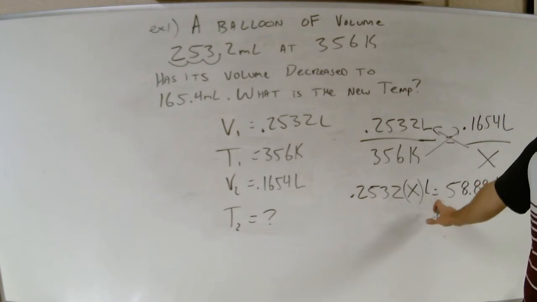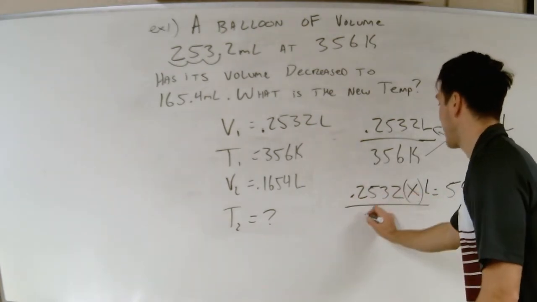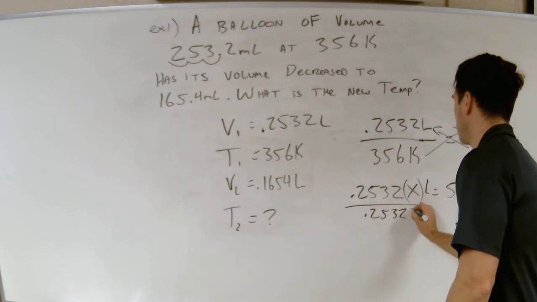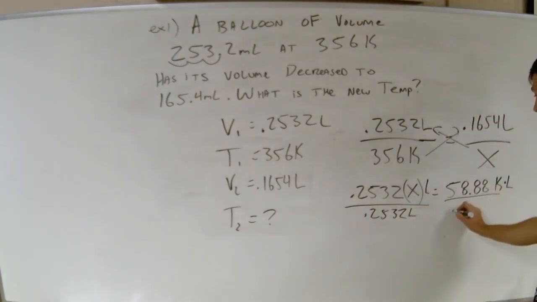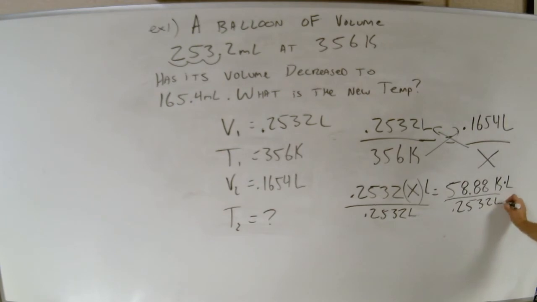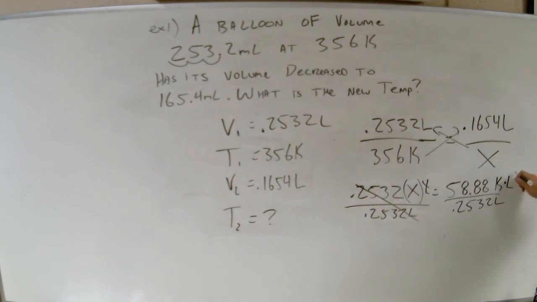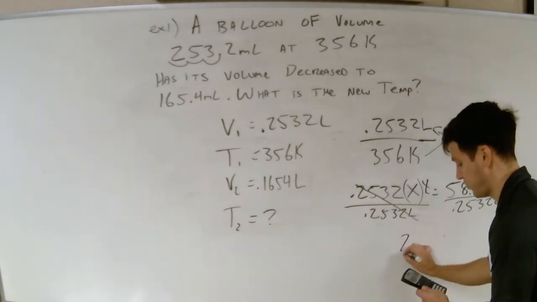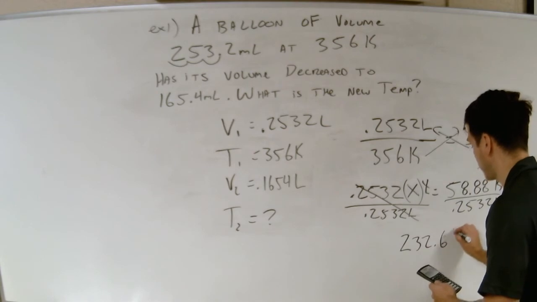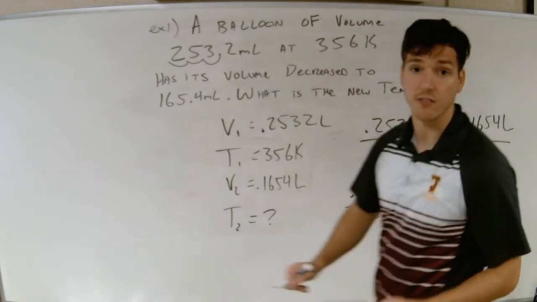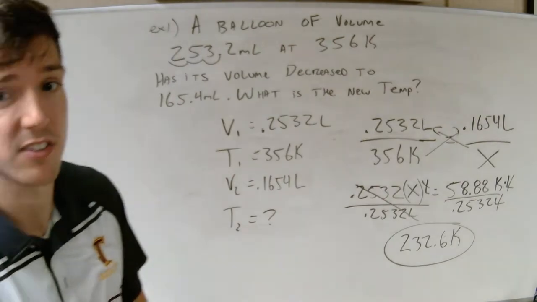And then I got to get X by itself, so I'll go ahead and divide by 0.2532 liters, divide by 0.2532 liters. X is now by itself, and look at that. Liters cancel out and leave me with Kelvin. I know I'm on the right track. So I'm going to take 58.88 divided by 0.2532, and I should get a new temperature of 232.6 degrees Kelvin. And that makes sense with my answer, right?